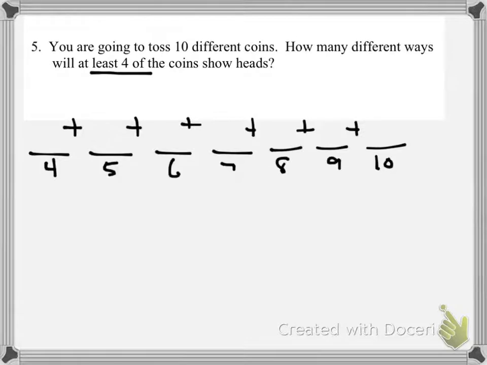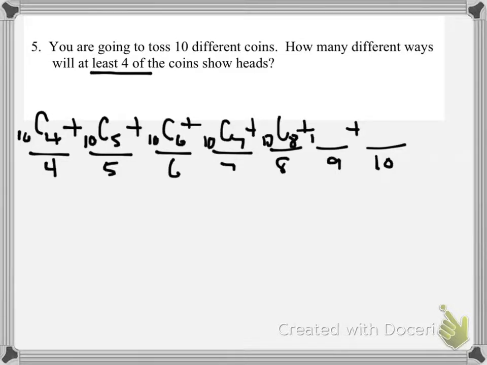So the first one here is going to be 10C4, because we're going to toss 10 different coins, but we want 4 heads to show. So that's one way we can have this. The next one is 10C5, 10C6, 10C7, 10C8, 10C9, 10C10. And that would show at least 4 coins where the heads are showing.